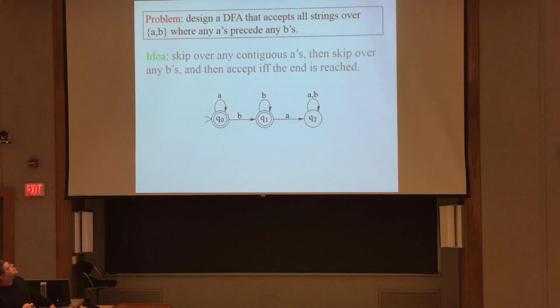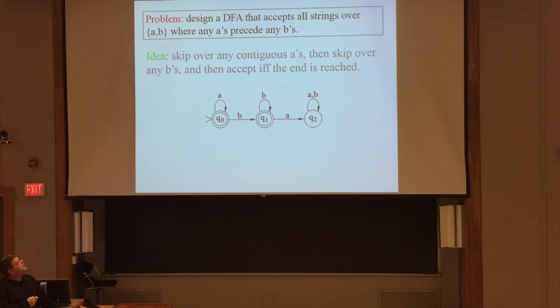So here's a machine that does the job. You start in the initial state here, Q0. If you see a lot of A's, you stay in Q0. Then the first B you see, you go to Q1, and then flush all the B's by remaining in Q1. Transition over the B's here, Q1 to itself.